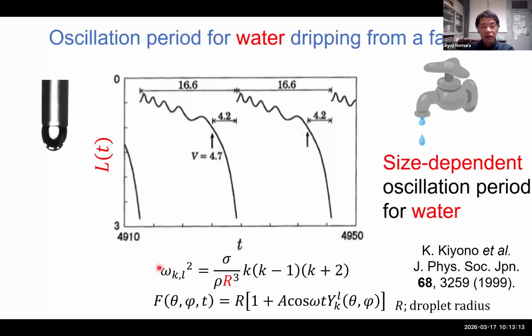This is the oscillation frequency of a spherical free droplet without a wall, and the deformation from the sphere is specified by this spherical harmonic function, Y_kl, where this is the radius of the droplet. So this means that a larger droplet should oscillate slowly. This is the normal behavior, but the superfluid droplet behaved quite differently from this normal behavior in the free edge case.